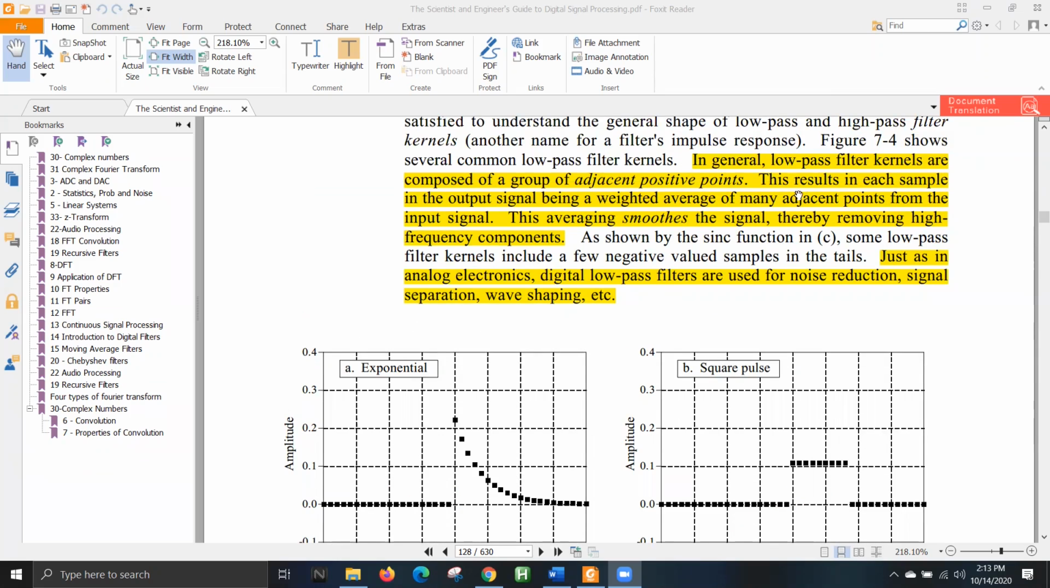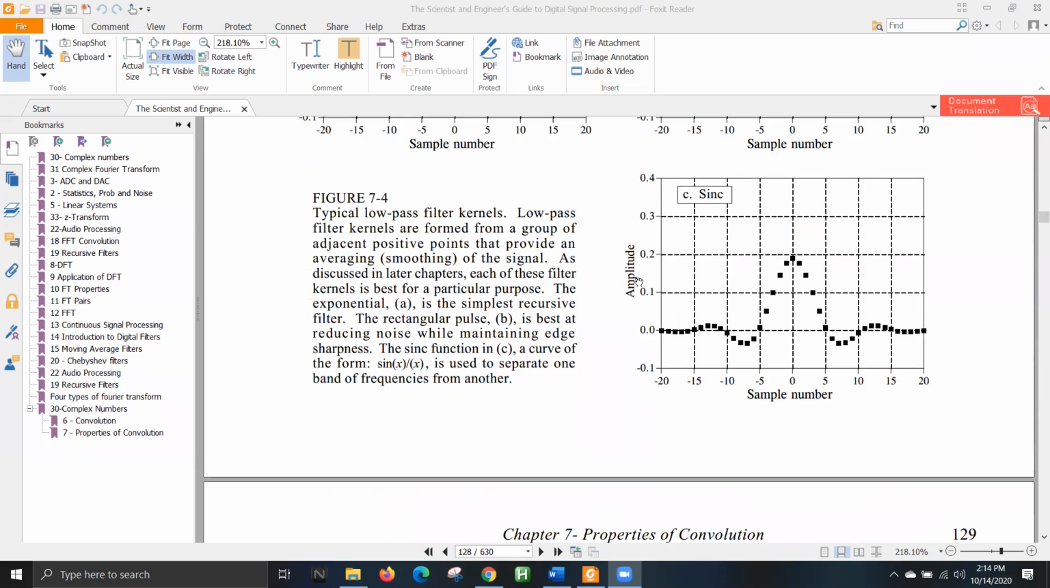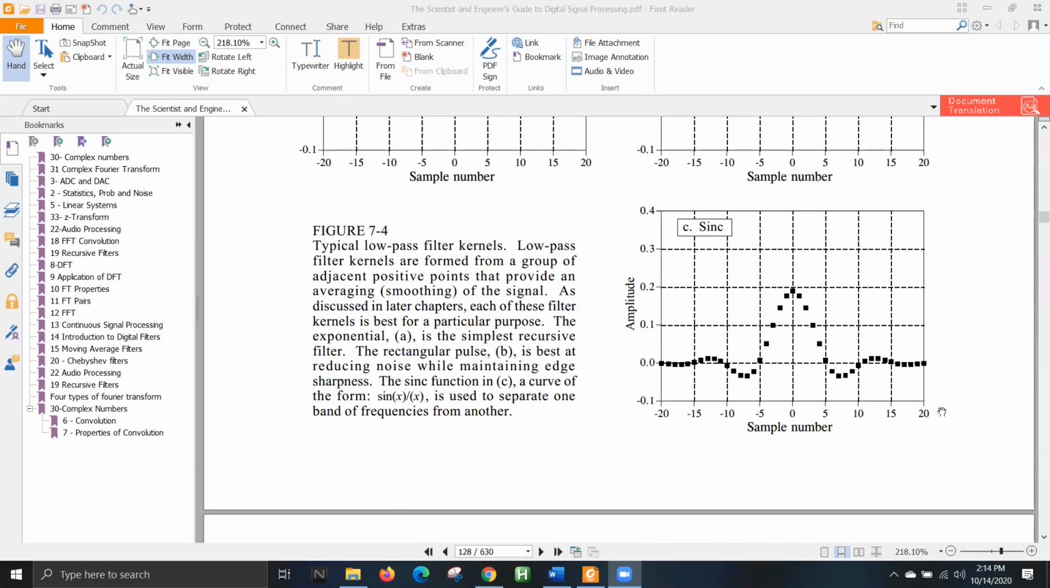So what it actually does is, when you convolve this type of h[n] with any input signal x[n], it performs smoothing on the original signal, thereby removing high frequency components. The use of low pass filters is usually seen in applications such as noise reduction, signal separation, and wave shaping. Also, this is another low pass filter called the sinc low pass filter. We'll discuss them in more detail in some future chapter.